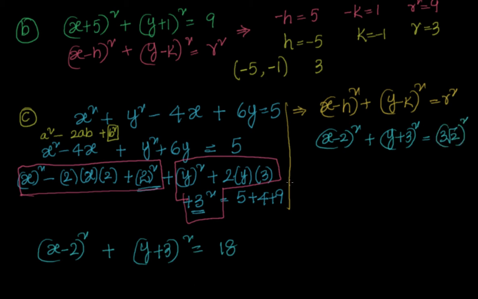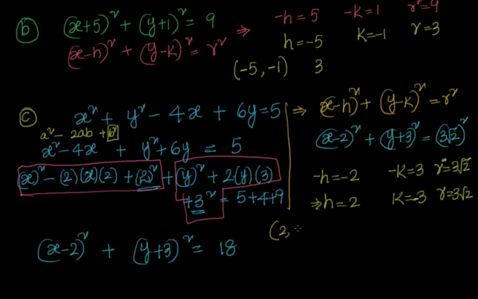I can write it as 3 root 2 whole square. Now if you compare them, I will have minus h equal to minus 2, minus k equal to 3, and r square, r equal to 3 root 2. So minus minus cancels, h equal to 2, k equal to negative 3, and r equal to 3 root 2. So the coordinates are 2 comma minus 3, and the radius is equal to 3 root 2.